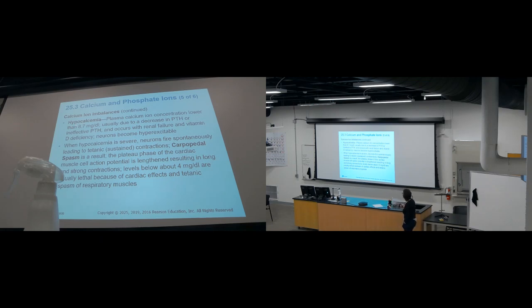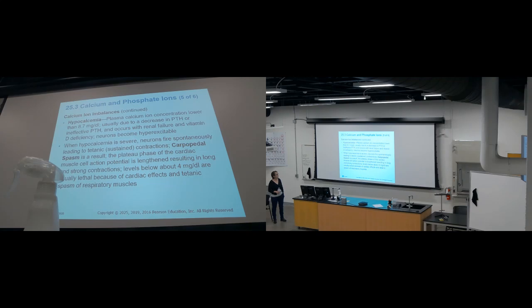Hypocalcemia is having levels of calcium lower than 8.7 milligrams per deciliter. That can be because someone has a decrease in the release of PTH, or maybe the PTH is not functioning as it's supposed to. And this occurs with renal failure and vitamin D deficiency as well. And your neurons become hyperexcitable.